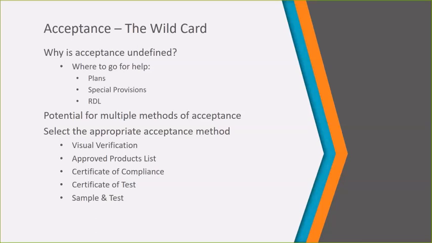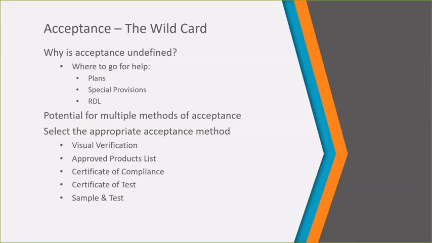So what you're going to want to choose from the available acceptance methods are: visual verification, approved products list, certificate of compliance, certificate of test, sample and test. You guys are all familiar with what those acceptance methods mean and how they work. And if you've got questions about that, we can certainly address those. But most of this audience should be familiar with what those acceptance methodologies represent.